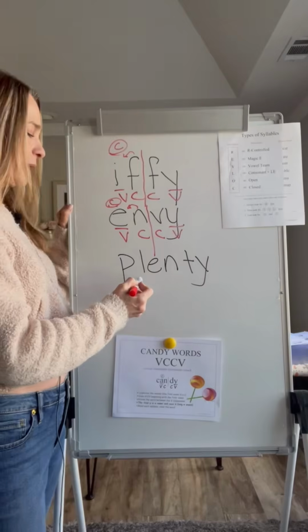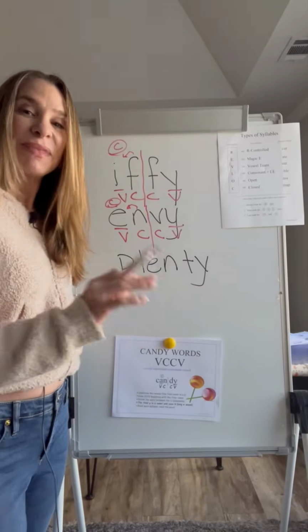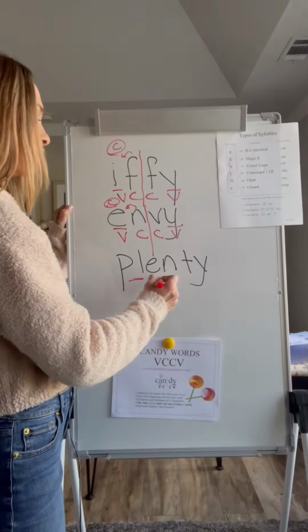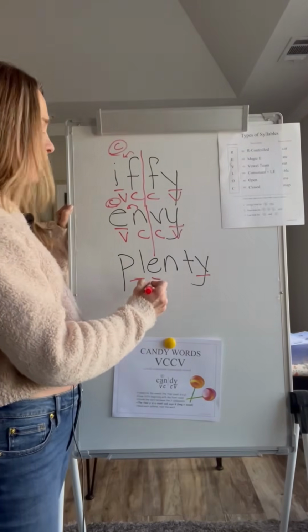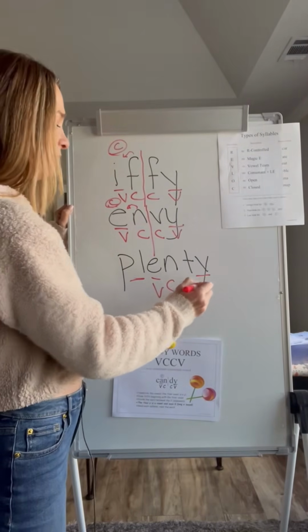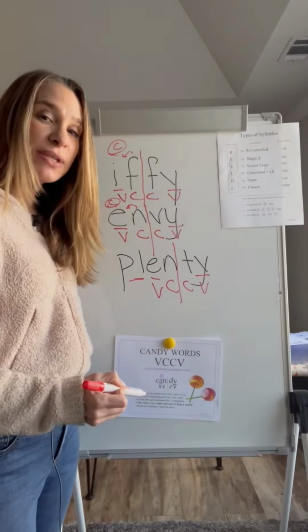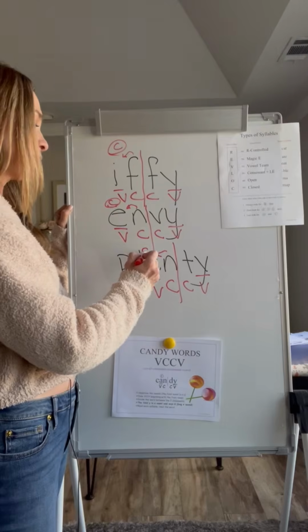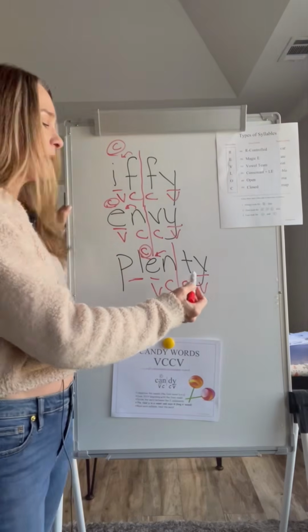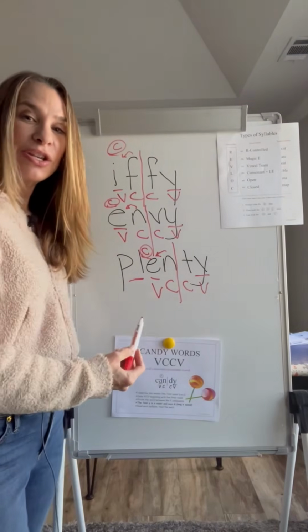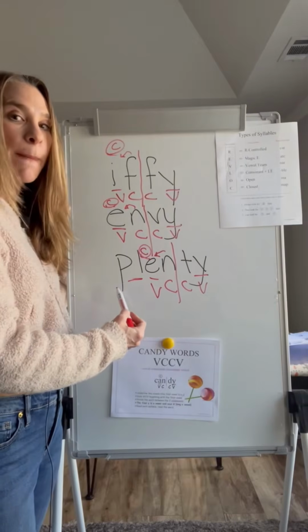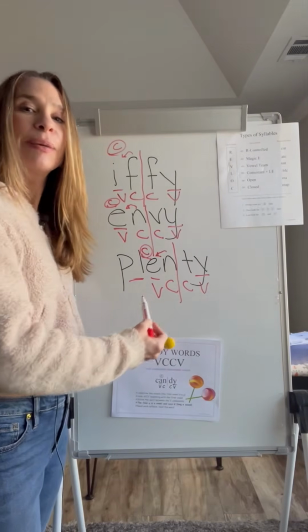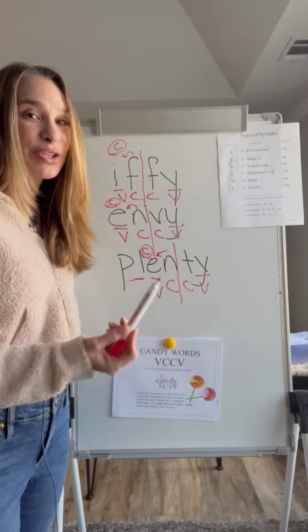Now we have a little blend here, so that makes things a tiny bit more complicated, but still the same process. Underline your vowels, label VCCV, divide between the 2 C's, label N closing in E for a closed syllable, Y making the E sound, and student reads plenty, plenty, plenty. Your student just read plenty.